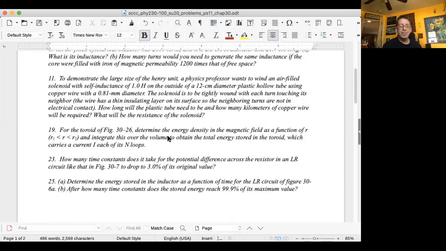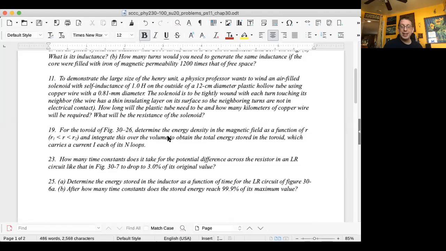And then the last problem is number 25. Determine the energy stored in the inductor as a function of time for the LR circuit of 30-6A. So remember, the energy is equal to 1/2 times L times I squared. L is constant, but I is obviously varying as a function of time. The squared term gives you basically one extra step in the derivation.